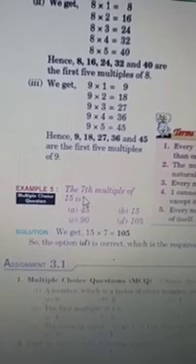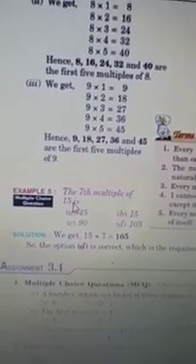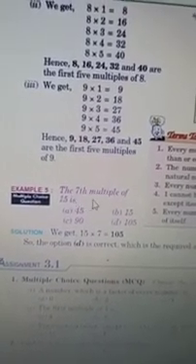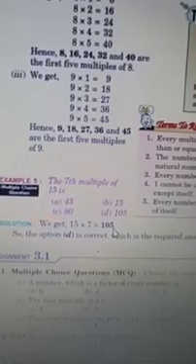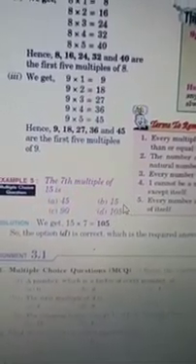And in the next example, it is given: find the 7th multiple of 15. That means we will multiply 15 by 7, then we will get the 7th multiple of 15. The result is 15 multiplied by 7 is 105. That means option D is the correct answer.